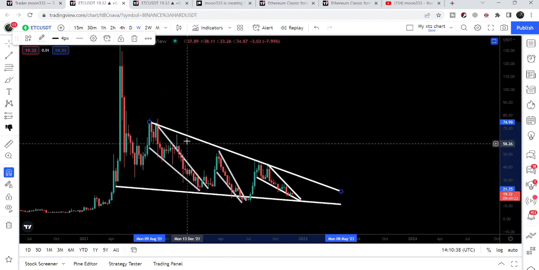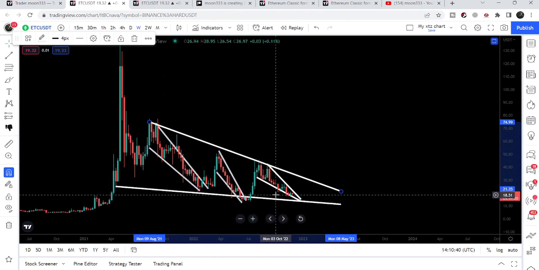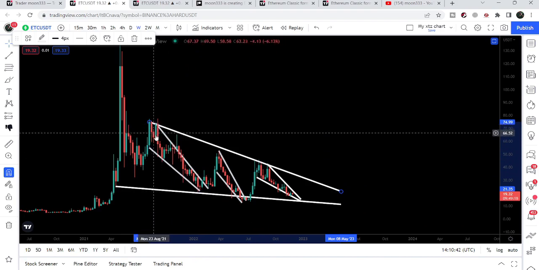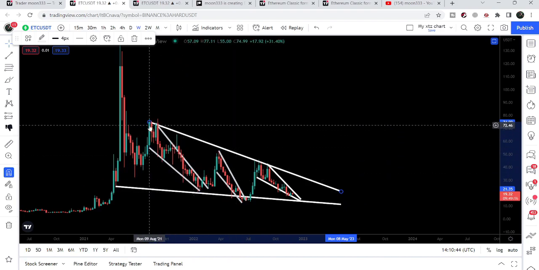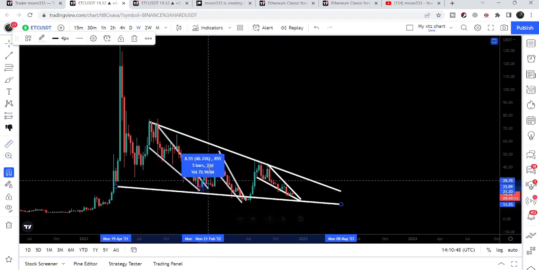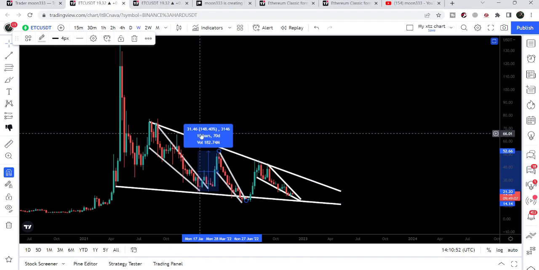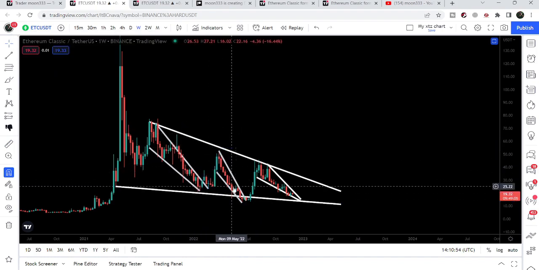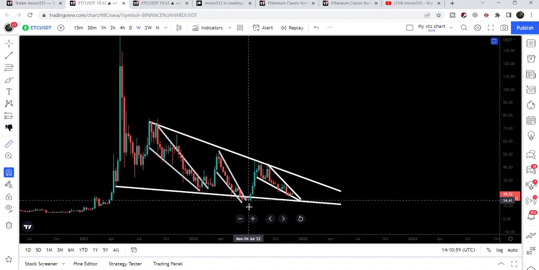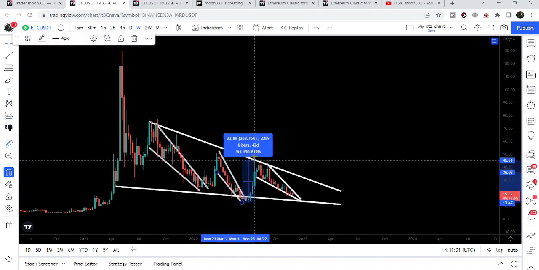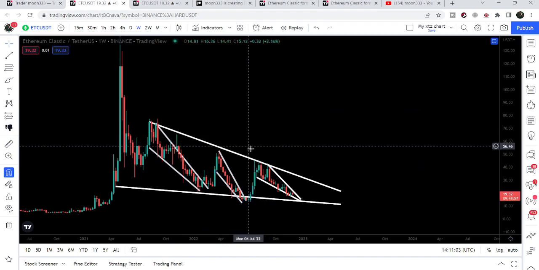And during this move inside this bigger falling wedge pattern, you can see it is forming different smaller falling wedges as well. Like previously, we formed this falling wedge pattern and we broke it out, and then from this low to this high we had more than a 48% pump, and then we again broke out another falling wedge pattern, and we had more than a 260% pump.